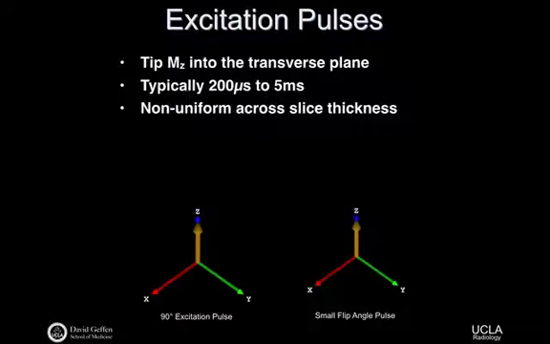In point of fact, while we might want a 90-degree pulse everywhere in that slice, across the thickness it may, in fact, be non-uniform. There may be a profile to our slice. It's not just perfect excitation across the slice. So it's lower at the edges, gets high in the middle, and then falls off again at the bottom. That's what we call a non-uniform slice thickness or a non-uniform slice profile.